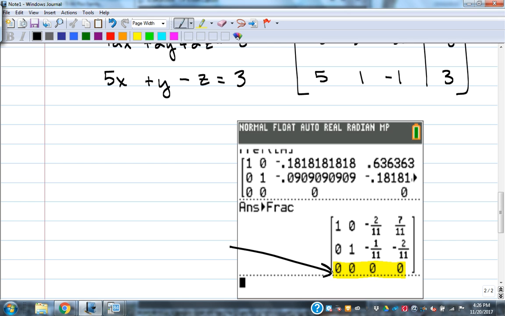Yes, the bottom row is the one that decides all that stuff. The way your calculator and any other person does reduced row echelon form, that bottom row is going to end up telling you what's going on. If it's all zeros, then it's infinitely many solutions.